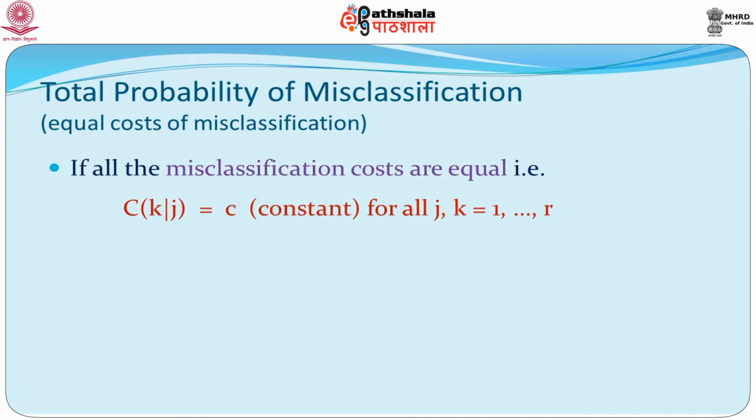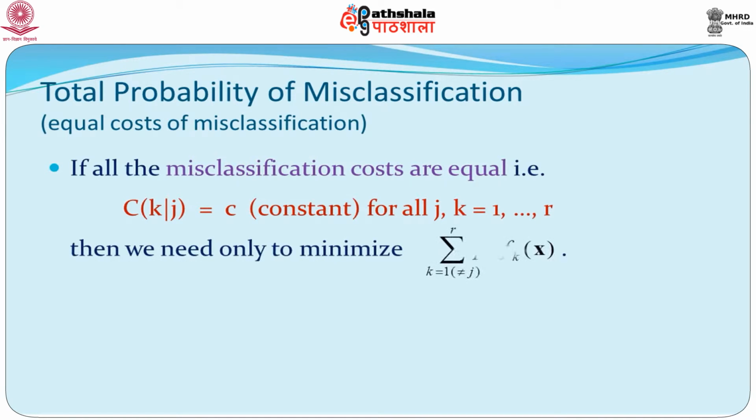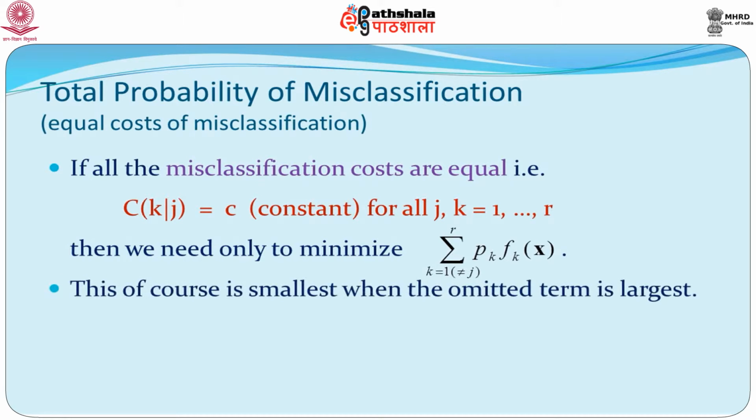So, if it is equal for all the groups, then it can be taken as a constant, and this constant cancels out. So, we need not bother about this constant anymore. And if we do that, then we only need to minimize the sum of Pk Fk(x), because C is now constant and we can rule that constant out. This is of course smallest when the omitted term is the largest. Why do you say that?